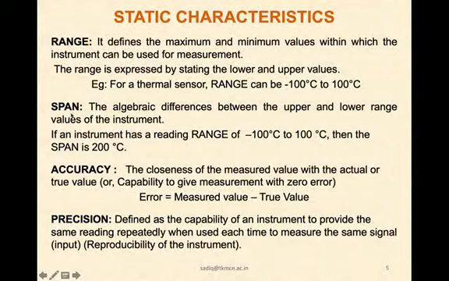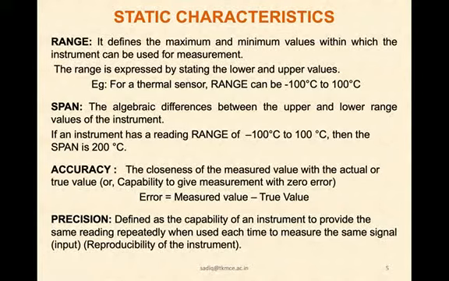Span is a similar term. It is the algebraic difference between the upper and lower range values of an instrument. In the previous case, the range has a lower value of minus 100 and an upper value of 100. So in this case, span is the algebraic difference between minus 100 and 100, which is 200 degrees Celsius. Range is a very important parameter when selecting a sensor.